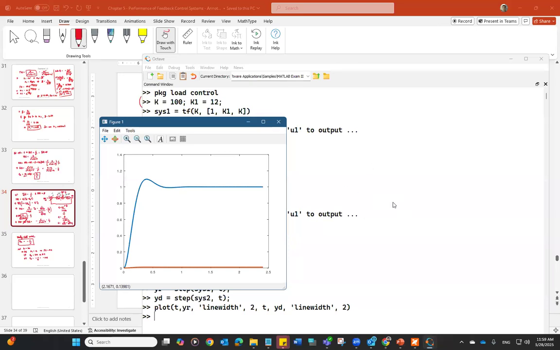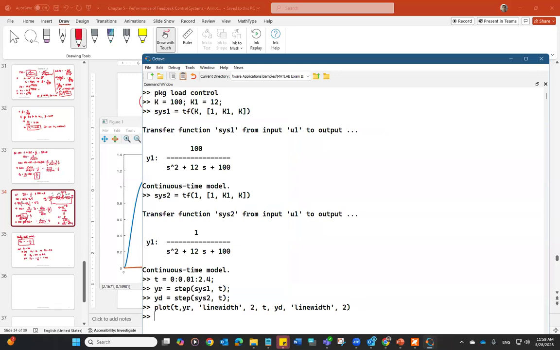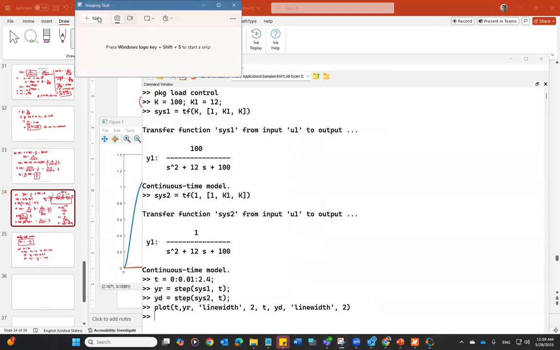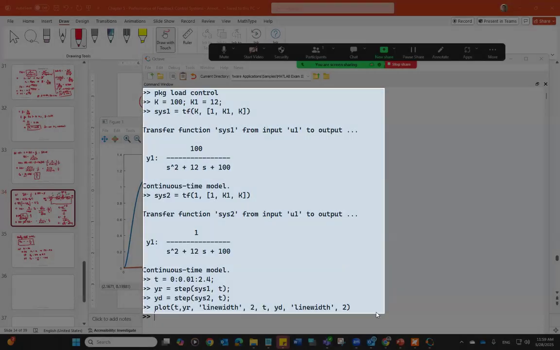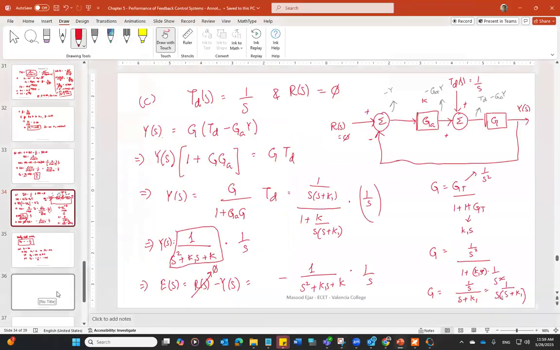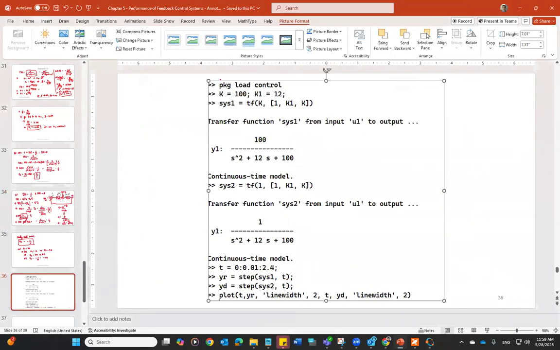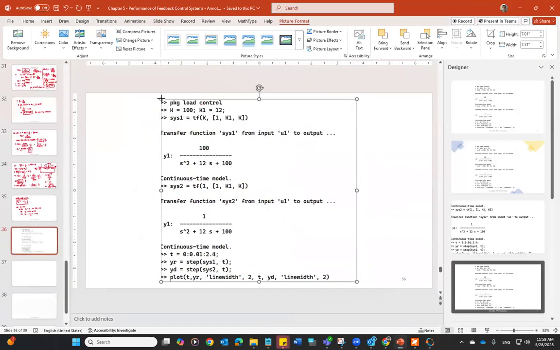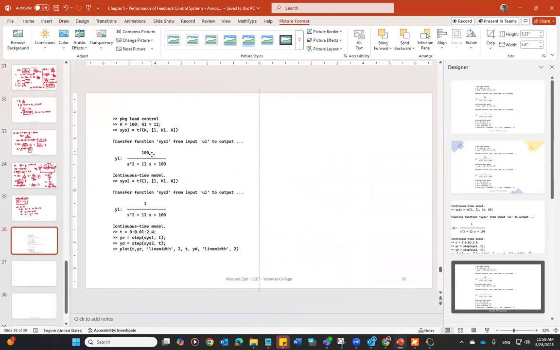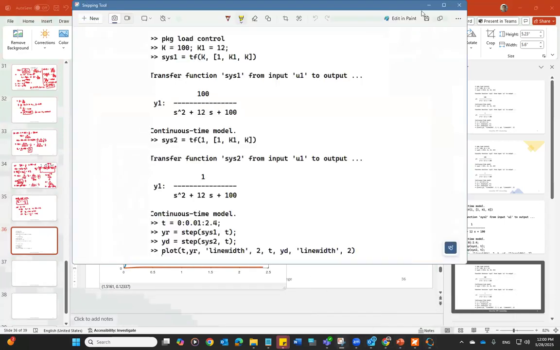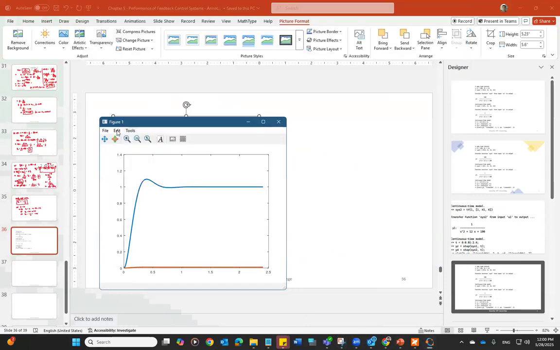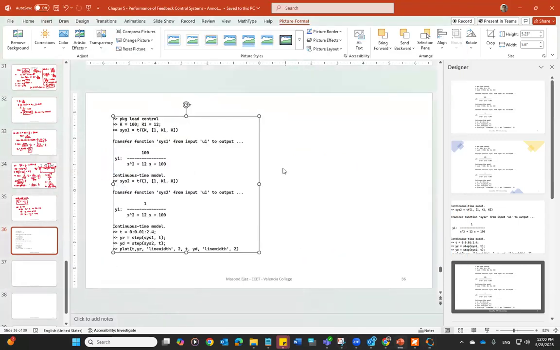Let me go ahead and put this in the notes as well. Let's go ahead and click this. And let's go ahead and put the plot as well. I don't have to flip, I can just do edit and copy to clipboard and then put the plot.